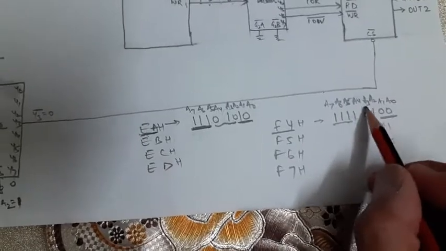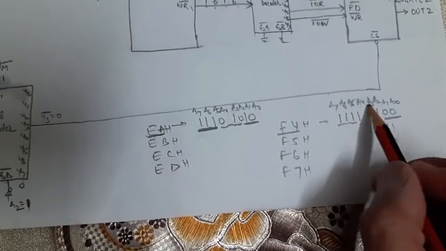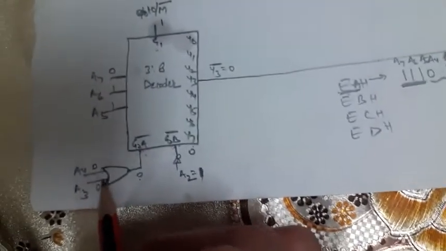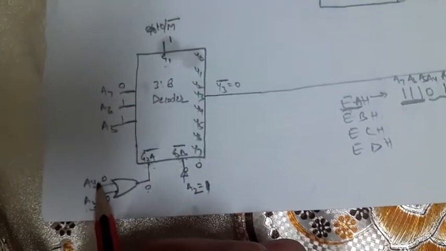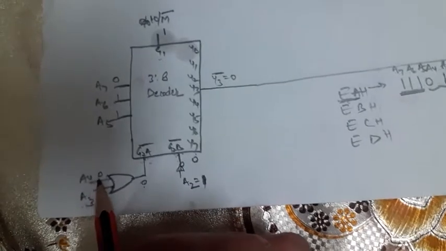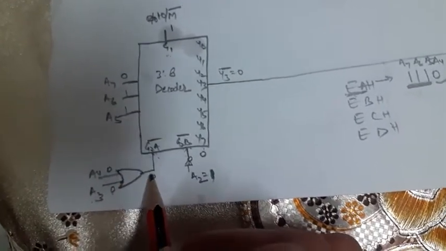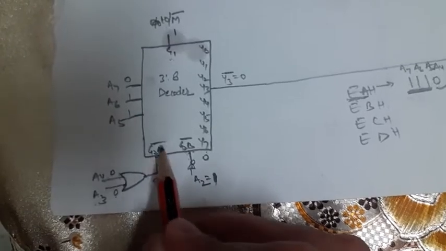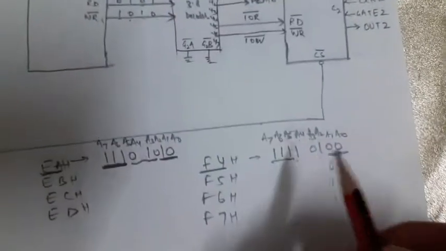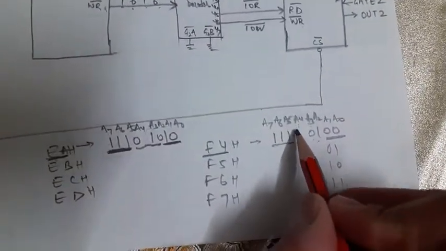Okay, now A4 and A3. A4 is 1 and A3 is 0. So you can connect A3 directly with this OR gate, and for A4 you can use an inverter to convert it into 0, so that the OR gate inputs are 0 and 0, and that 0 will be at the output to connect to G2A bar.